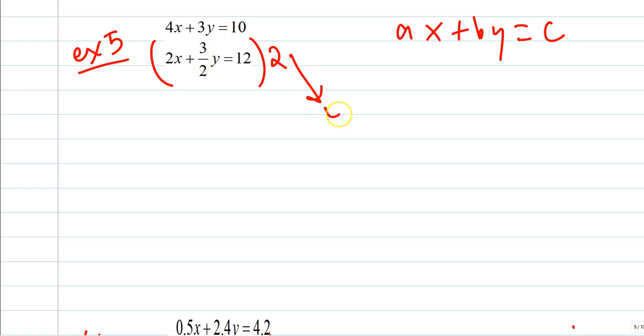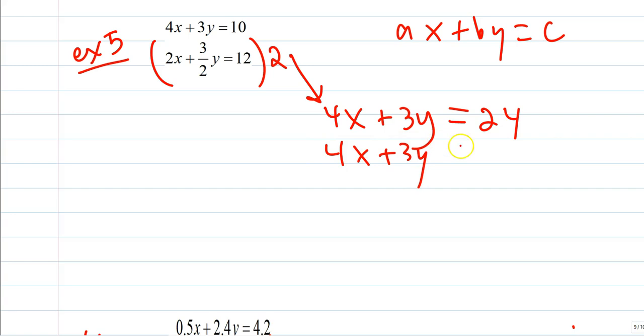Well, 2x would become 4x. 3/2 times 2 just becomes 3y equal to 12 times 2, 24. The other equation was 4x plus 3y equal 10. Don't start crossing stuff out. These are not canceling yet. What do we need to do?